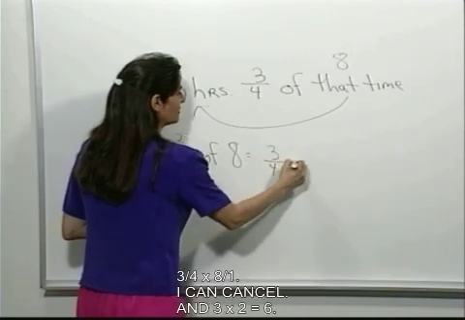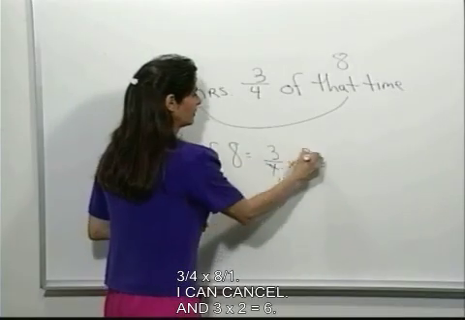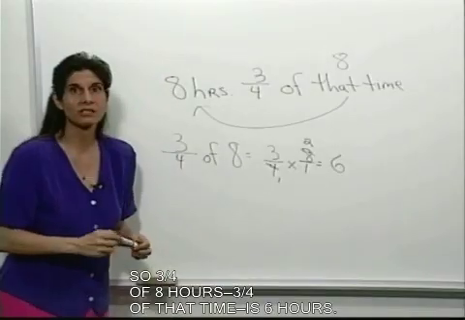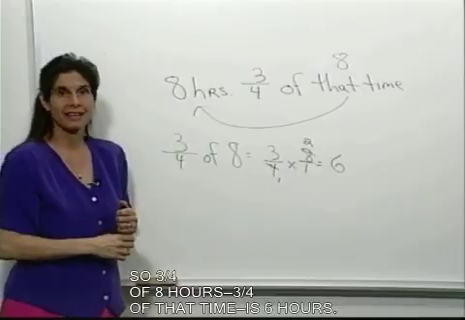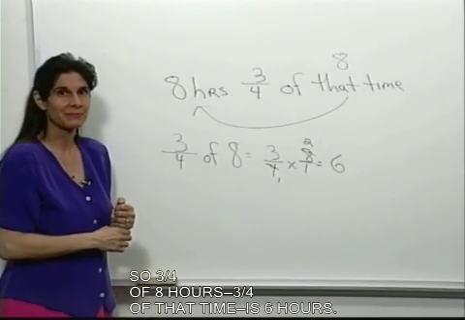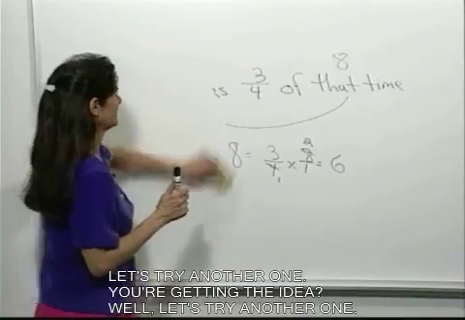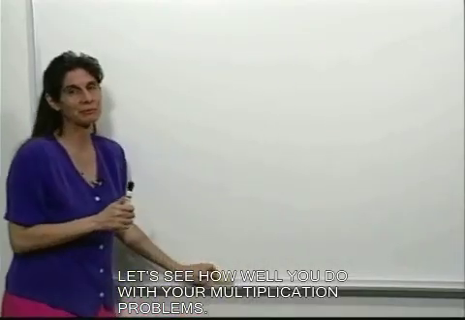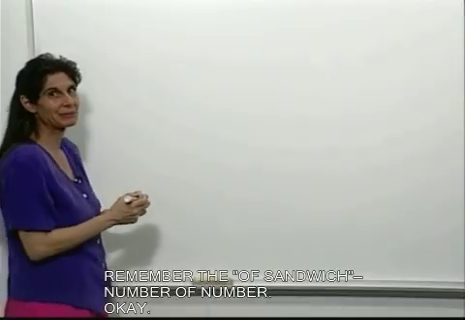3/4 times 8 over 1, I can cancel. And 3 times 2 is 6. So 3/4 of 8 hours, 3/4 of that time is 6 hours. Let's try another one. You getting the idea? Let's see how well you do with your multiplication problems. Remember the "of" sandwich, number of number.